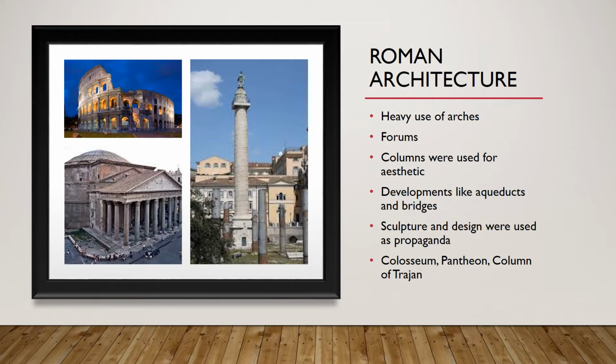But the sculpture and design of some buildings were used as propaganda. Forts in particular were sites where many citizens would go, and the emperor or maybe political strategists would take advantage of this and put things like the column of Trajan, which is to the right, and depicting something like a military victory to kind of garner the support and approval of the general people.